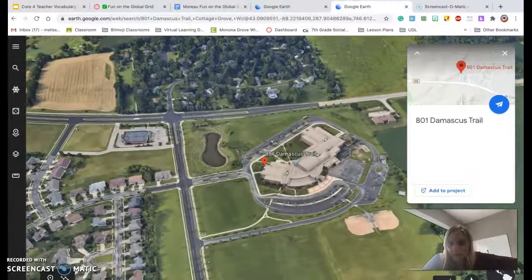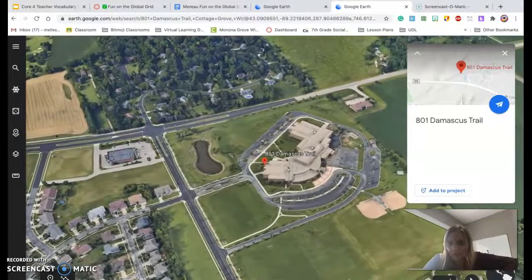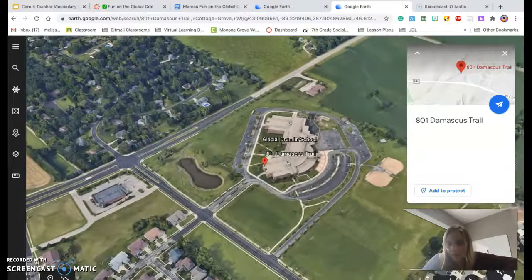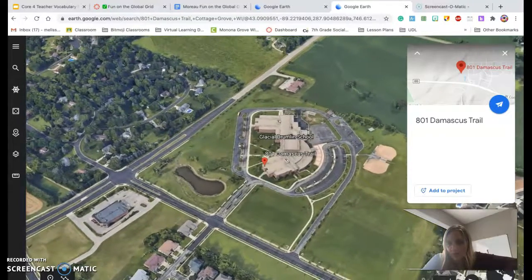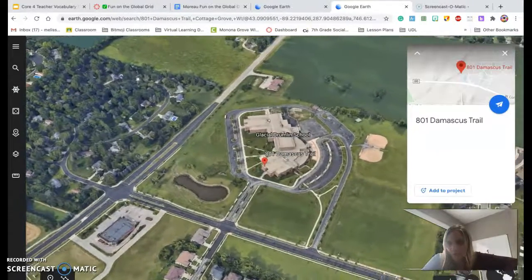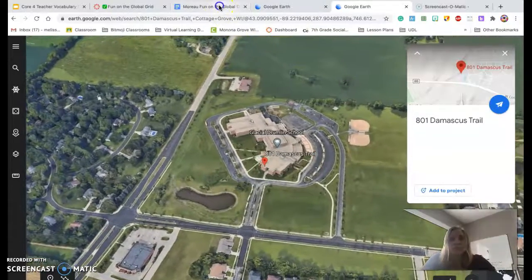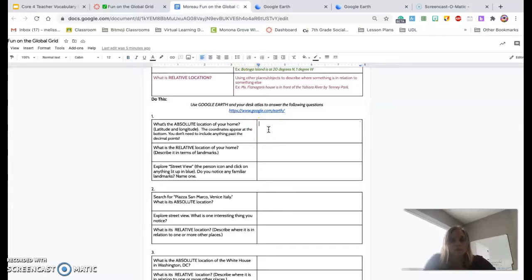So if we look down here, here is the coordinates on the bottom right. So you don't have to go beyond the first, so we can just say 43 degrees north and 89 degrees west. So then we would go back, and in this box we would write 43 north, 89 west. And I realize there should be a degree sign, but we'll know what you're talking about if you just put those in.